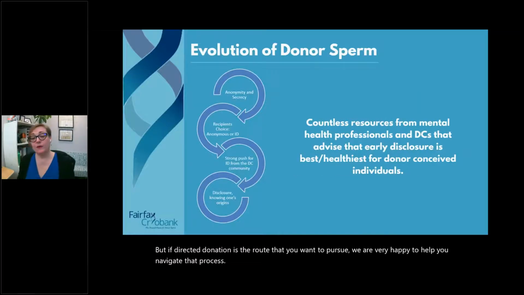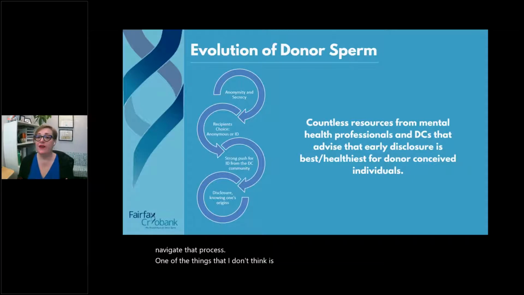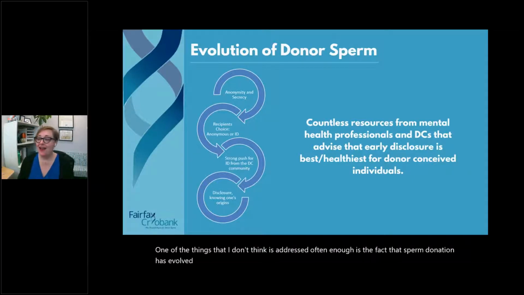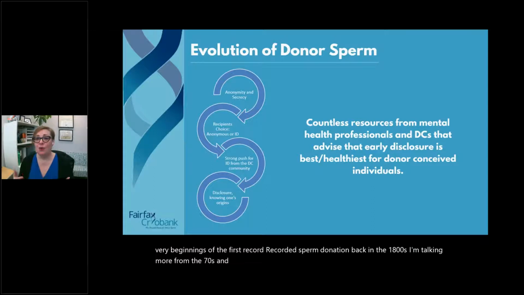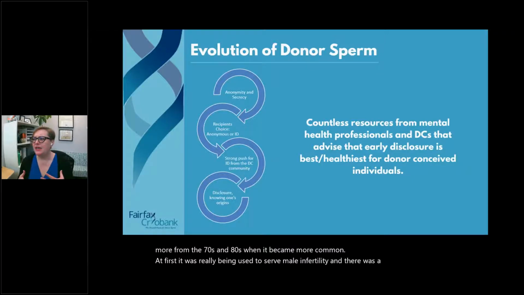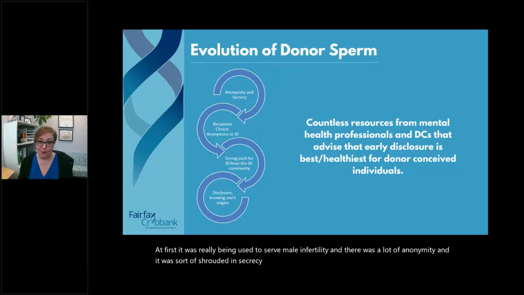One of the things that I don't think is addressed often enough is the fact that sperm donation has evolved significantly from the beginning. And I'm not even going to talk about the very beginnings of the first, you know, recorded sperm donation back in the 1800s. I'm talking more from the 70s and 80s when it became more common. At first, it was really being used to serve male infertility, and there was a lot of anonymity, and it was sort of shrouded in secrecy. And as we all now know, nothing good comes from secrets, right?